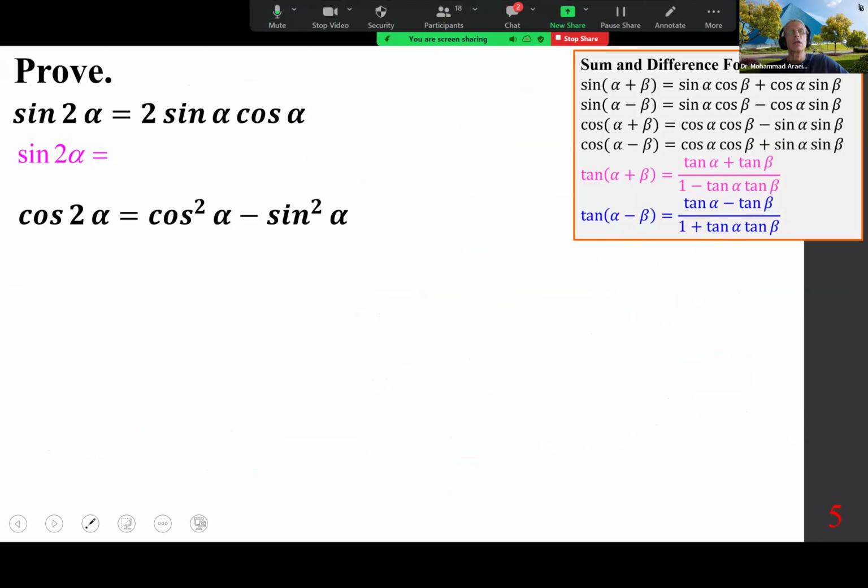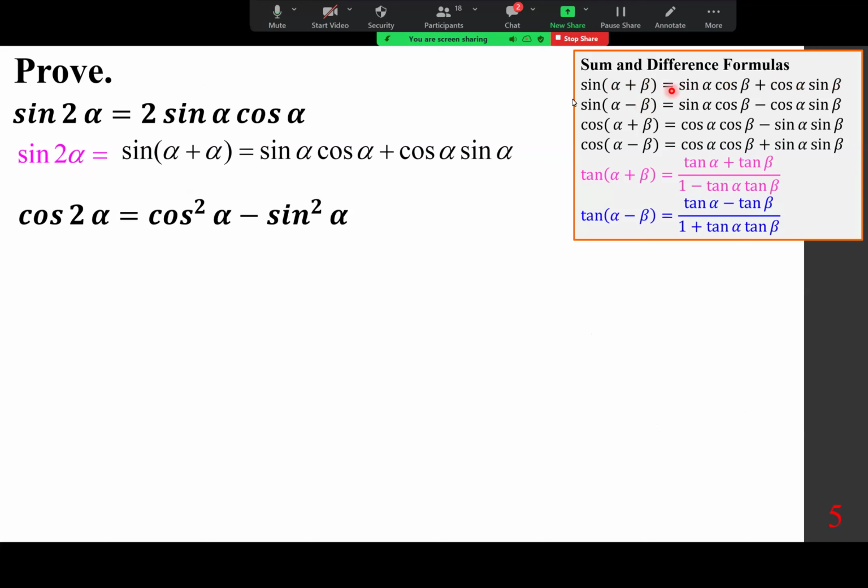I'm going to look at the proof. So we start with sine of 2 alpha equals 2 sine alpha cosine alpha. Basically, we use the sum and difference. Remember, sine of alpha plus beta has this formula. What if we change the beta to alpha? That becomes sine of alpha plus alpha, which means if I use alpha instead of beta, I have to change this one to alpha. This is sine alpha cosine alpha. This is cosine alpha sine alpha. They are identical. It becomes 2 sine alpha cosine alpha. Believe it or not, that is the proof.